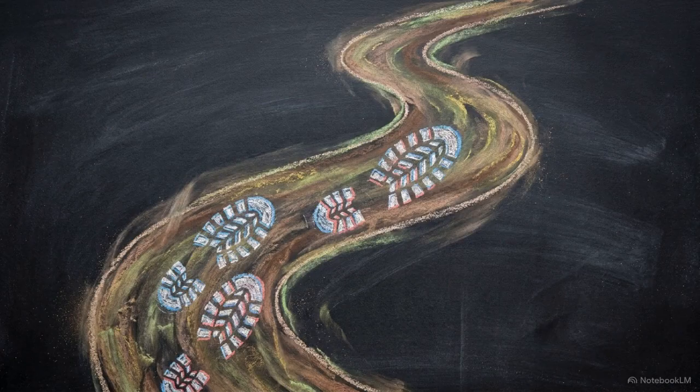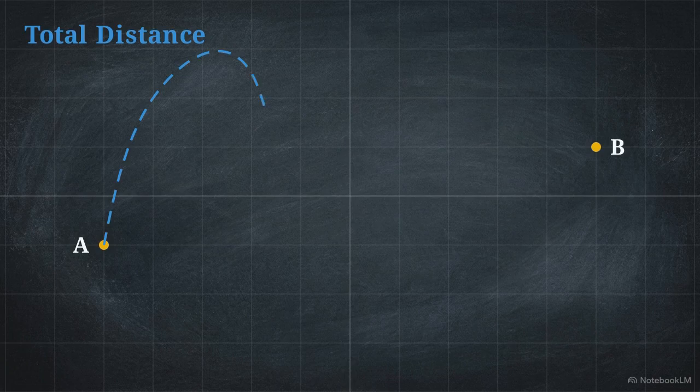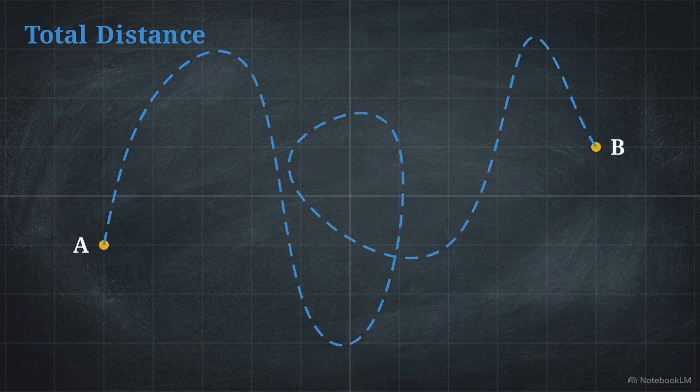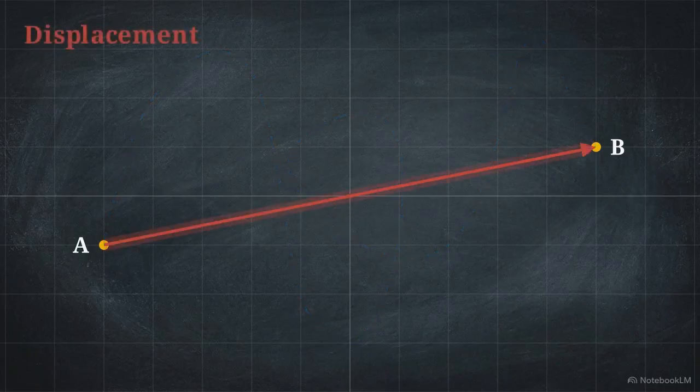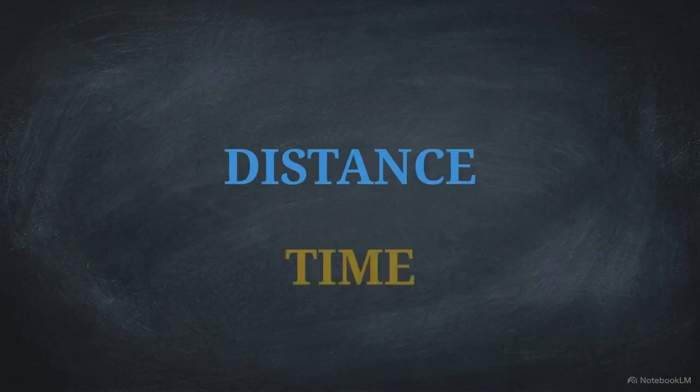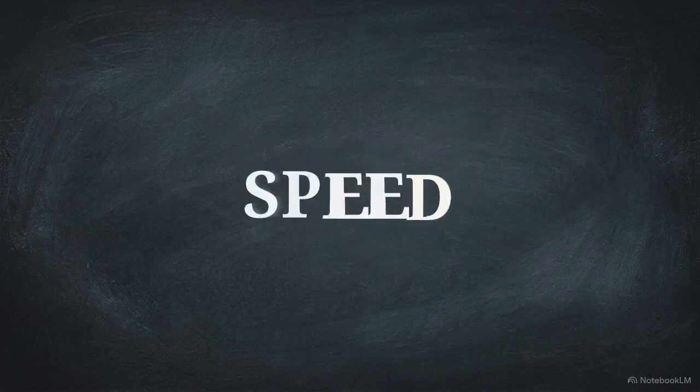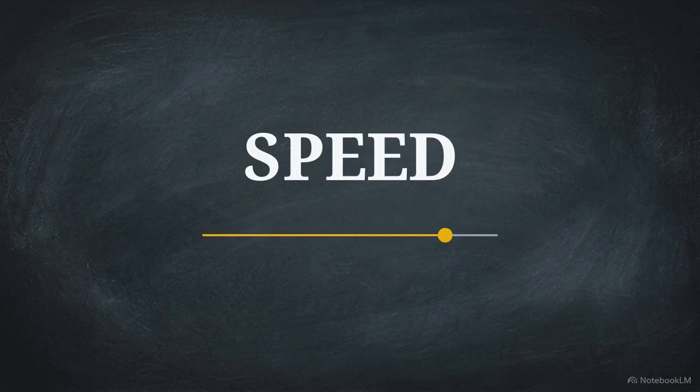Distance and displacement only match if the object moves in a single direction. The moment she turned back, those two numbers drifted apart. Displacement isolates where an object actually ended up. By ignoring the winding path of the journey, it provides the precise coordinate needed for further calculation. Once we have that coordinate, we introduce time to calculate speed, the rate at which that distance is covered.